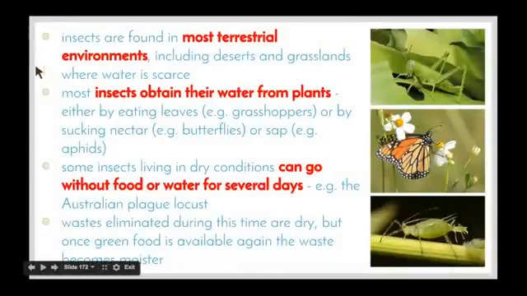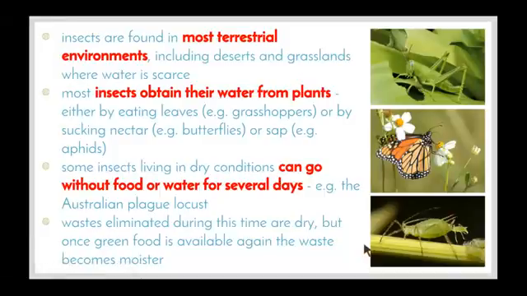So insects are found in most terrestrial environments, including deserts and grasslands where water is scarce. Most insects obtain their water from plants, such as our grasshopper up here, who eats leaves and obtains the water from the leaves. Our butterfly here sucks the nectar from flowers, and an aphid here has a projection that comes out of his mouth and goes into the plant, and he sucks the sap out of the plant. By doing this, these insects are gaining water as well as the nutrients that they need to survive.